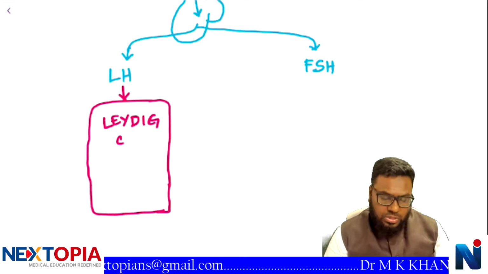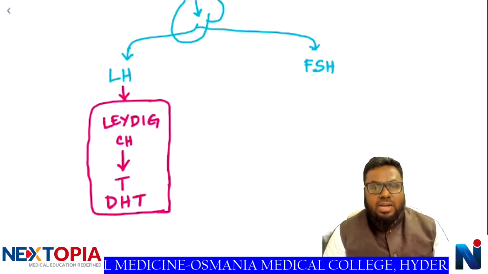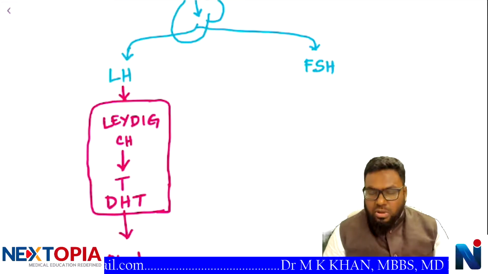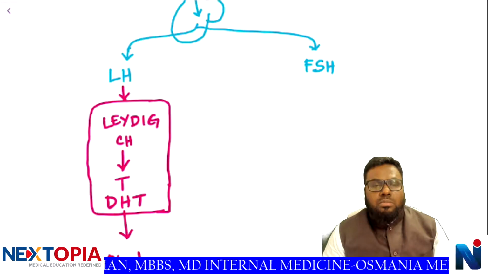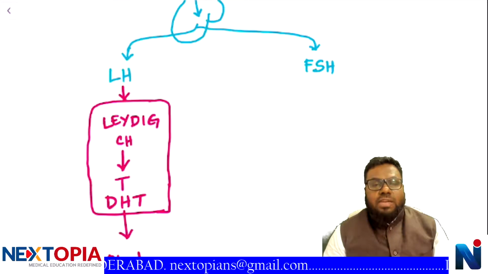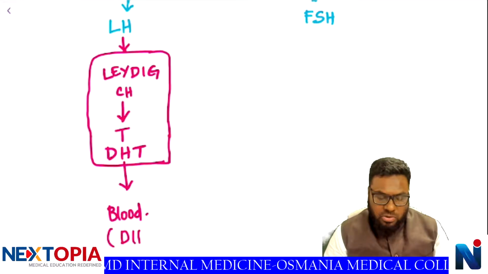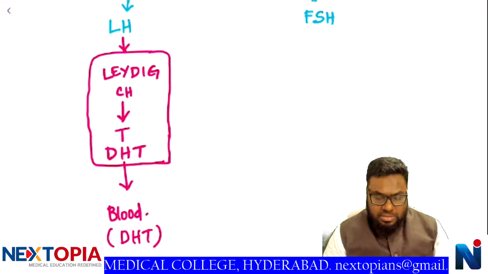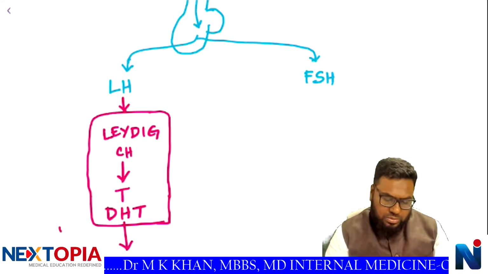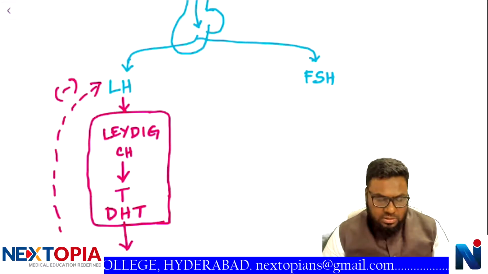Here it converts cholesterol to testosterone and dihydrotestosterone, and this testosterone is released into the blood circulation. There is an enzyme called 5-alpha reductase, which converts testosterone to dihydrotestosterone. Please remember that in the blood, dihydrotestosterone is a more active form of testosterone, and the presence of testosterone in the blood provides a negative feedback on the LH.